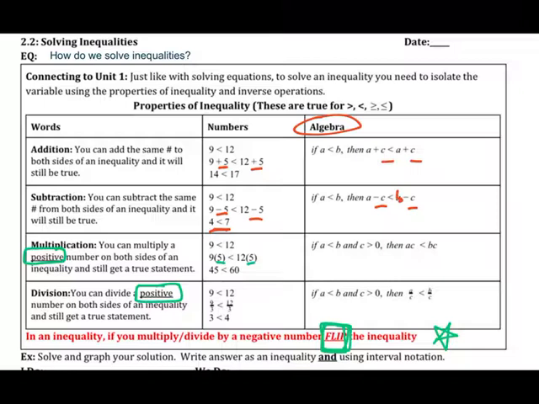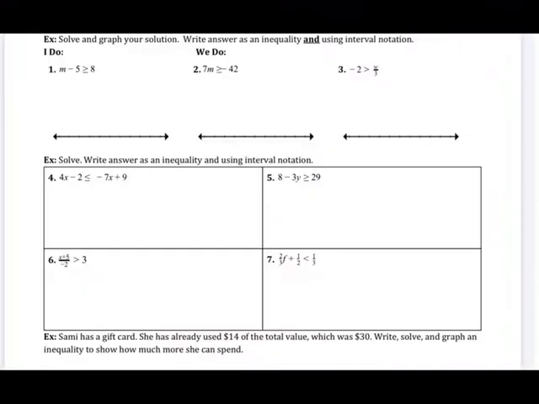Now that we have identified these properties, let's look at some examples where we're actually going to use them to solve an inequality. So number 1, for all 3 of these examples, we're going to be solving each inequality and graphing our solution. We're also going to make sure when we solve, we write the answer as an inequality and using interval notation. So the first problem, m minus 5 is greater than or equal to 8.